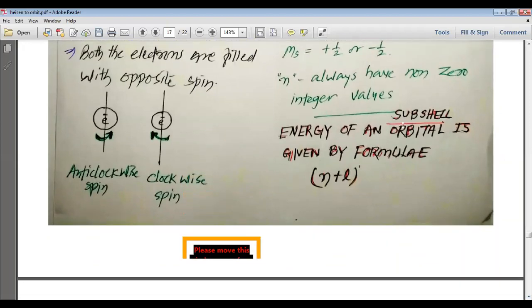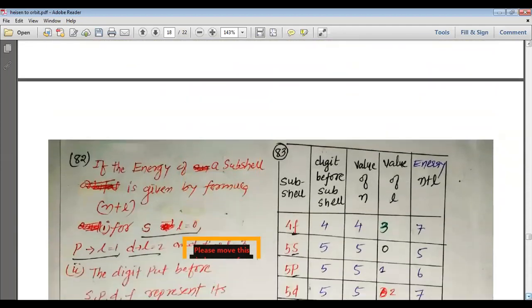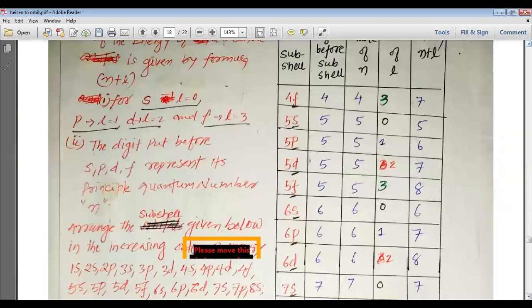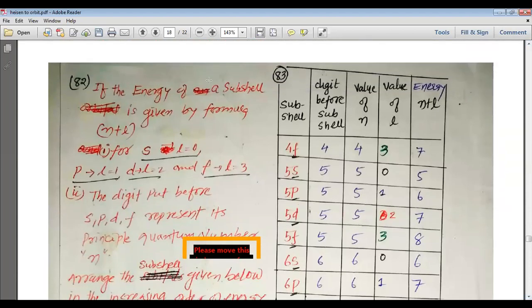Energy of a subshell or orbital is given by the formula n plus L. This is the new thing that today we need to understand, that the energy of a subshell or energy of an orbital is calculated using its principal quantum number and azimuthal quantum number. Energy of an orbital is always the sum of the principal quantum number as well as the azimuthal quantum number. So this is how we can calculate the energy for all subshells or for all orbitals.